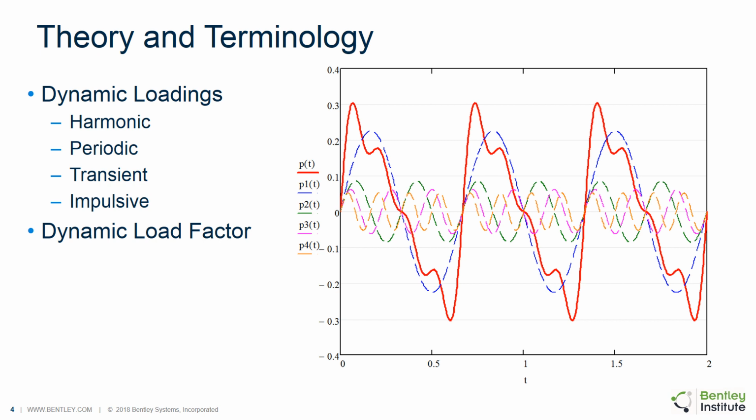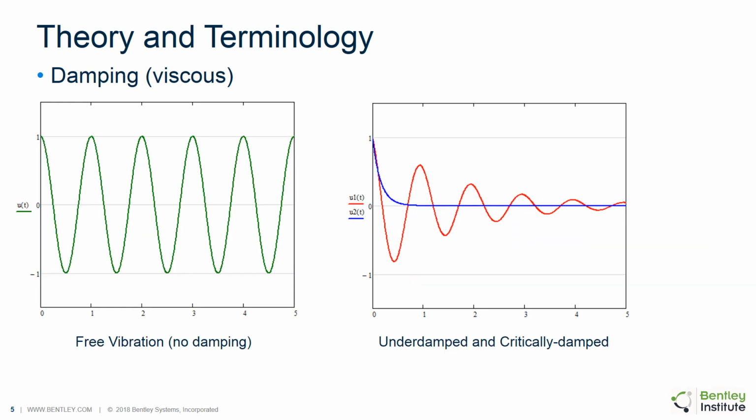One other thing to point out is that the higher the harmonic number, the less influence it has on the design curve. You'll see that the first harmonic, which is the blue curve, has the biggest influence, while the fourth harmonic, which is the orange curve, has the smallest influence. This also naturally implies that the first harmonic has the largest dynamic load factor, and the dynamic load factors decrease as we increase harmonic number.